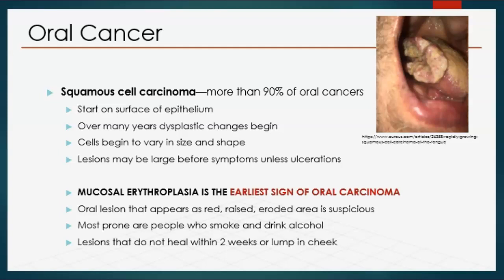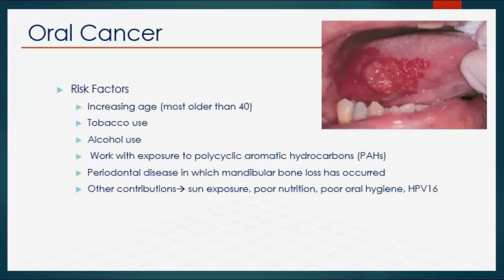So the people who are most prone, the biggest risk factors here, are smoking and drinking. Lesions that don't heal within 2 weeks, or people that have a lump in their cheek, should always go and see a physician. So again, risk factors: tobacco use and alcohol use, and aging puts us at risk for a lot of different things. Most people who get oral cancer are older than the age of 40.